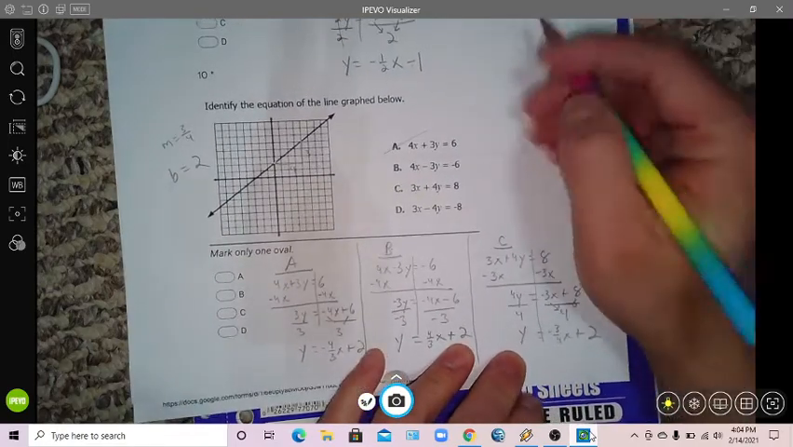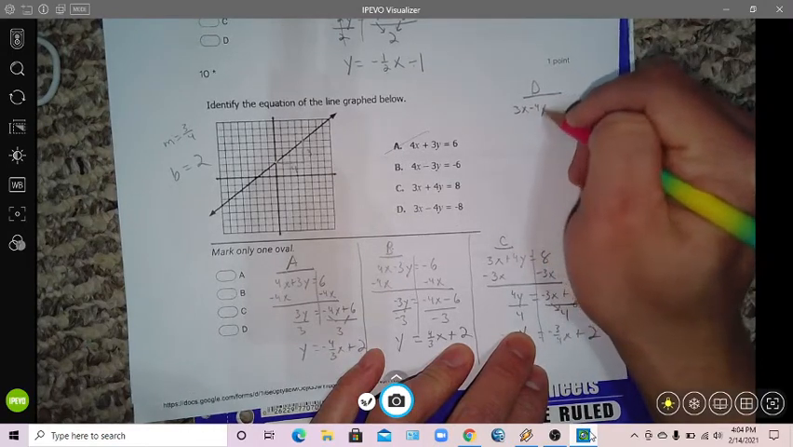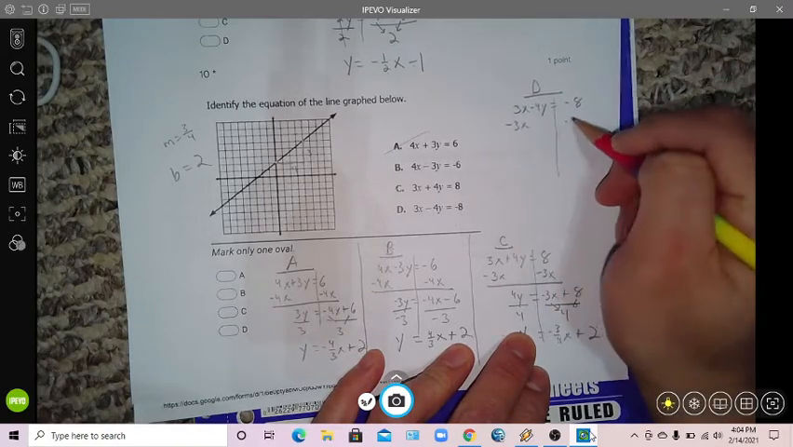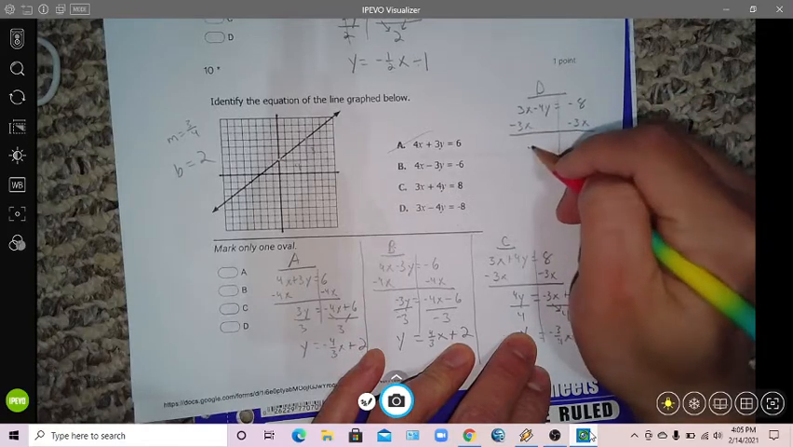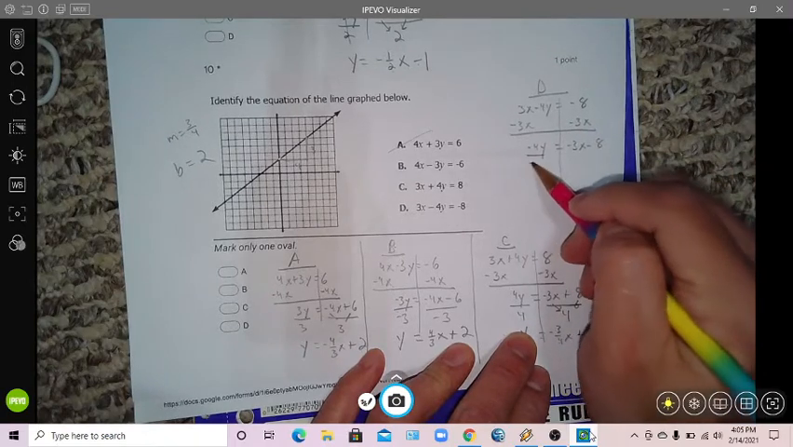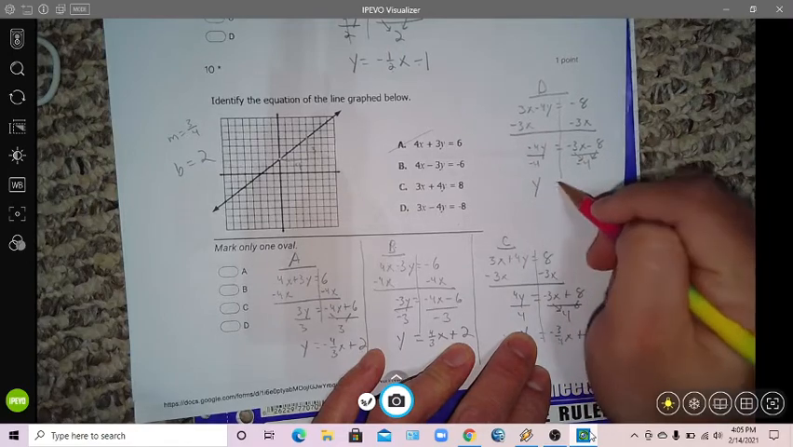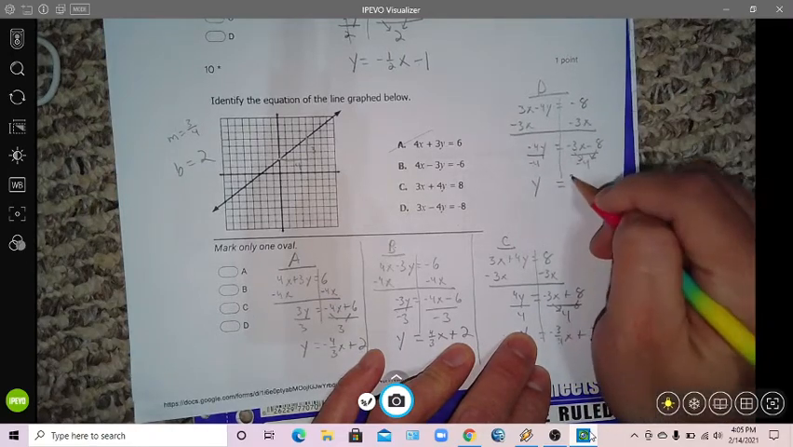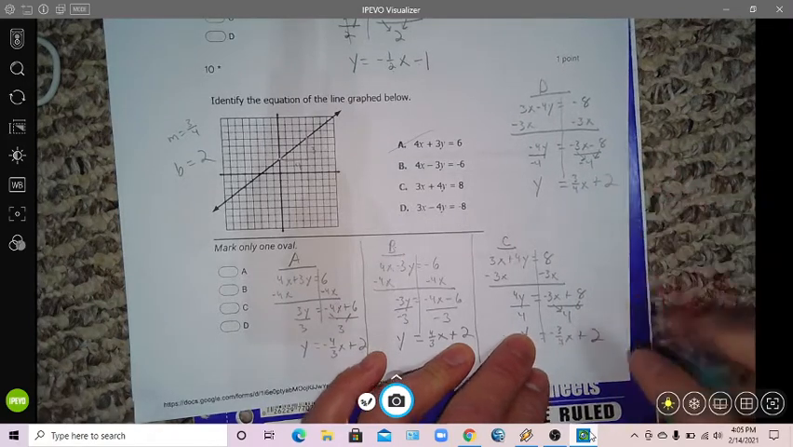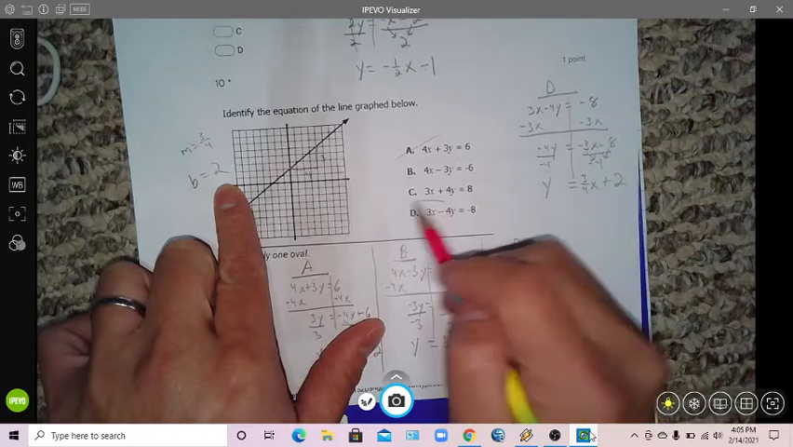Let's go ahead and check if D works. Okay, so I get 3x minus 4y equals negative 8. I'm going to subtract 3x. Negative 4y equals negative 3x minus 8. Divide by negative 4, divide by negative 4. So I get y equals negative 3 divided by negative 4, that's 3 over 4 x. Negative 8 divided by negative 4 is a positive 2. Look, the slope is 3/4 and the y-intercept is 2. D is the one that works.